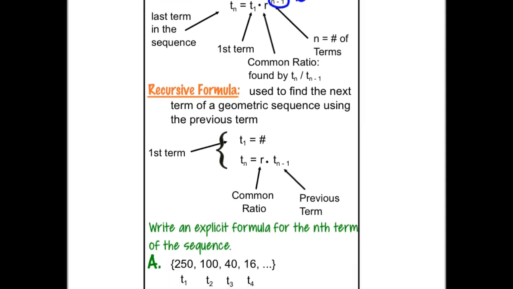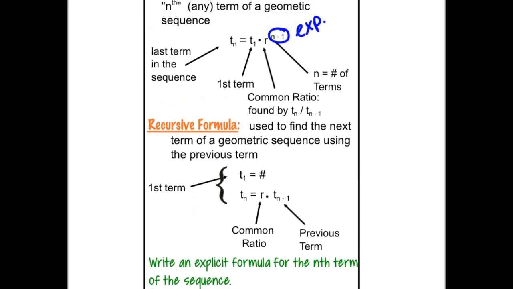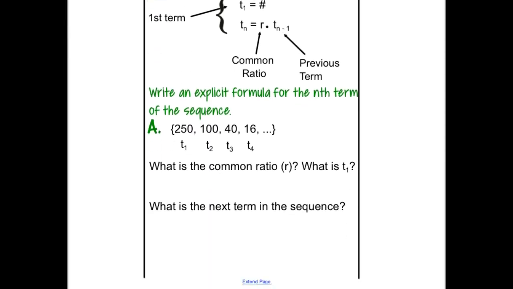So let's get started with writing the explicit formula. Make sure you make a note somewhere of your explicit formula, t sub n equals t sub 1 times r to the n minus 1 power, so that you don't have to keep scrolling through your notes. We've got the sequence 250, 100, 40, 16, and we need to find the common ratio. We know it's getting smaller, so that's like dividing, but really that means we're going to multiply by a fraction, because we want our ratios to be all multiplying.